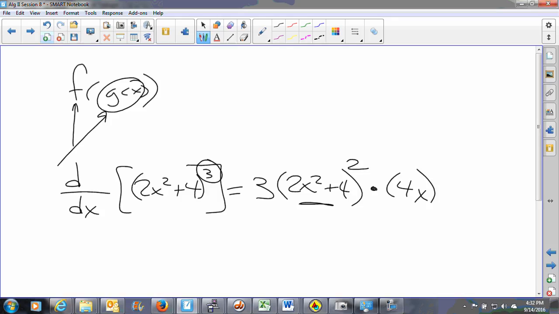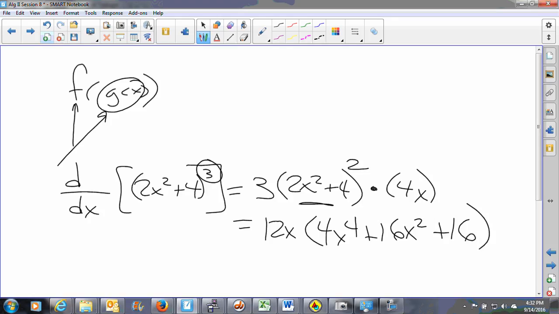I'm tempted here to do a little bit of algebra. Let's go ahead and do a little bit of algebra. Let's just multiply the 3 and the 4x together. That gives us 12x. And then (2x squared plus 4) squared becomes 4x to the 4th plus 2 times 2 times 4 is 16x squared plus 4 squared, which is 16.